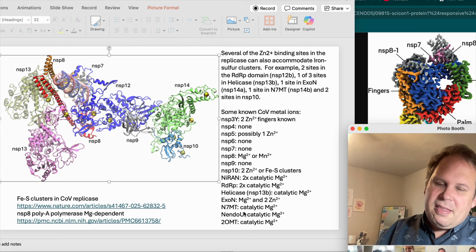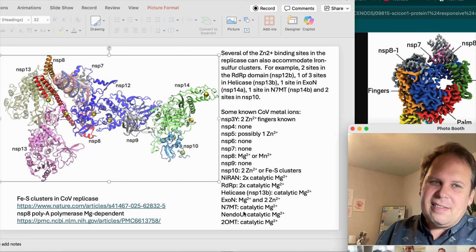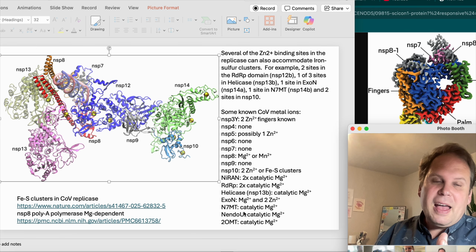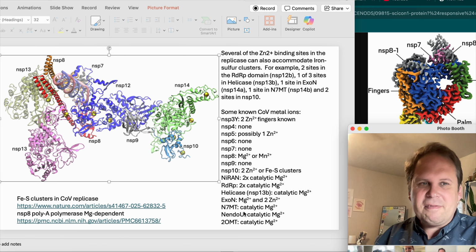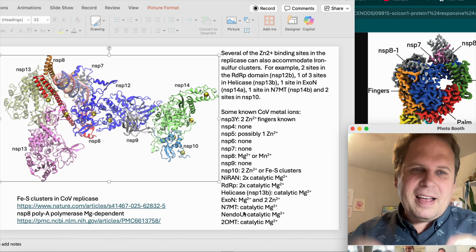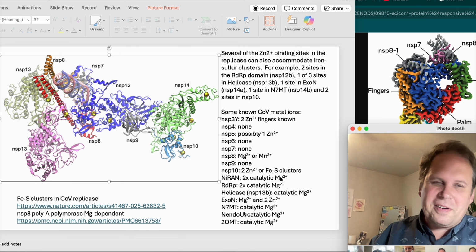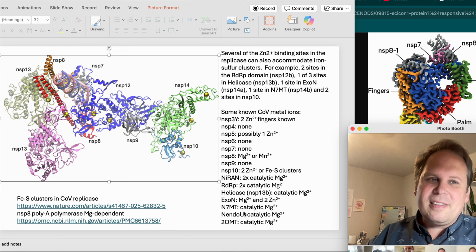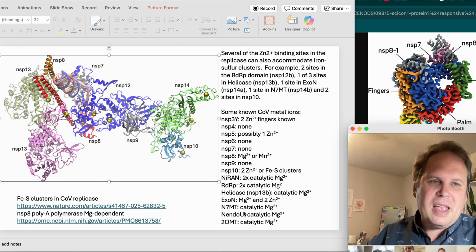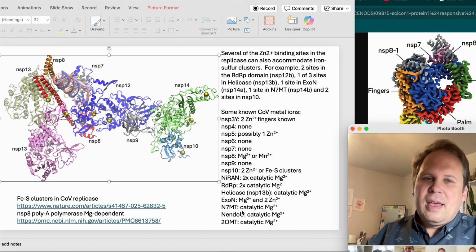N7-methyltransferase either has a catalytic zinc, which would be weird, but may just be there to position the nucleotide for methylation, or it may have a catalytic magnesium. I have not seen a convincing study that is certain of this. Sometimes when you crystallize these proteins, they come down with ions that are a little weird, and it's hard to tell if that's the needed ion in actual catalysis.